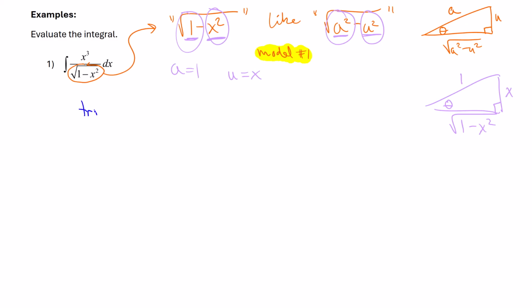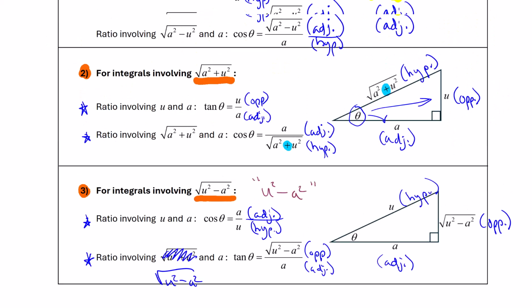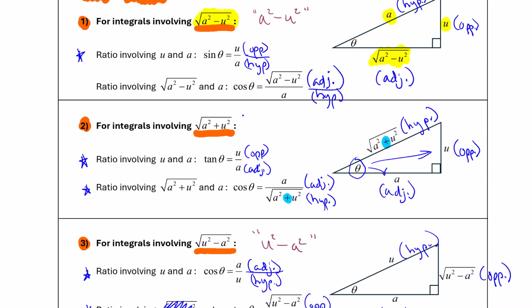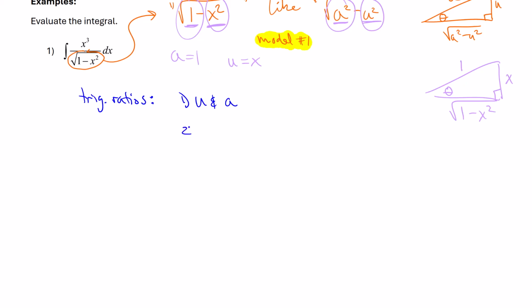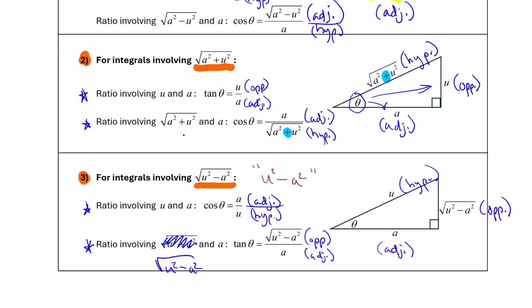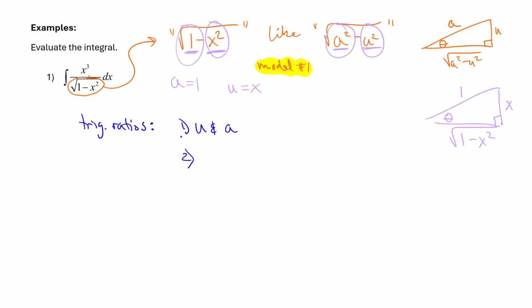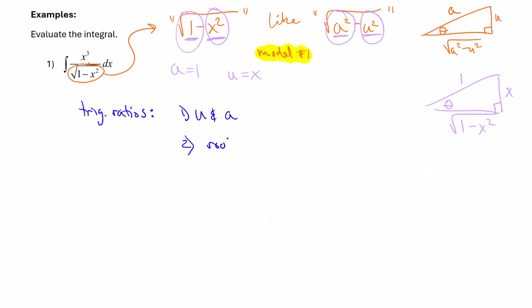Let's now get our trig ratios, and you should have 2 of them. The first involves U and A, as I originally listed them in that order. We'll get one for that. And then the second one, as I've said, involves the root and A. I'm going to write it that way, the root and A, because the root varies a little bit in each model.